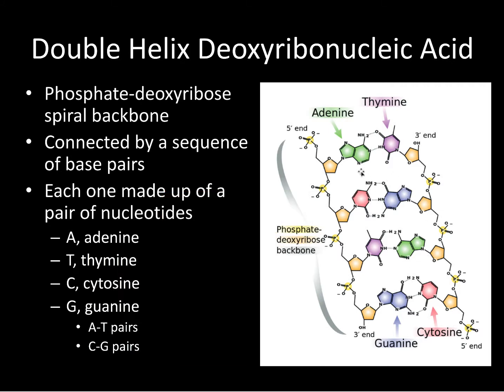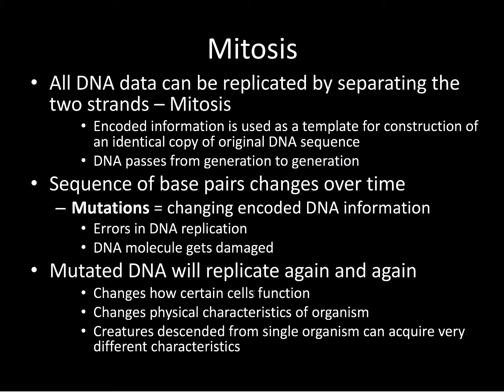That's the DNA double helix molecule, showing some of the more complicated forms of it. And then this idea of mitosis: all DNA data can be replicated by separating the two strands of the DNA molecule, and that's what we call mitosis. The encoded information is used as a template for construction of an identical copy of that original DNA sequence. And so the DNA this way is passed on from generation to generation. But remember, mitosis is occurring inside a cell, and you're making two cells with complete pairs of chromosomes.